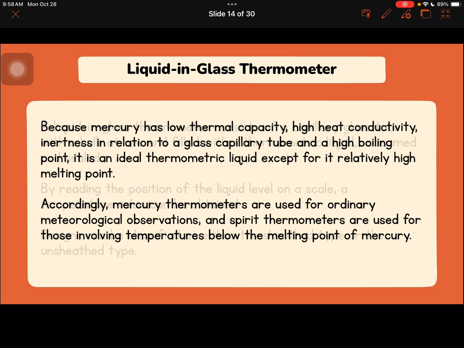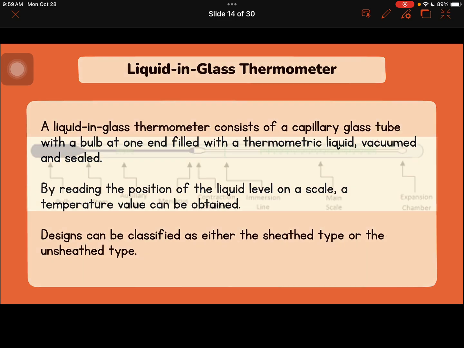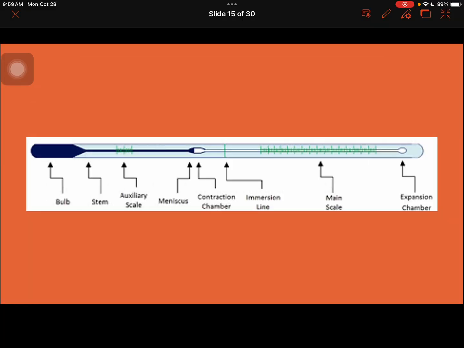We all know, aware naman po, na ginagamit si mercury sa ating thermometer because of its low thermal capacity and high heat conductivity. And there you go. Ito po yung itsura ng liquid in glass thermometer.